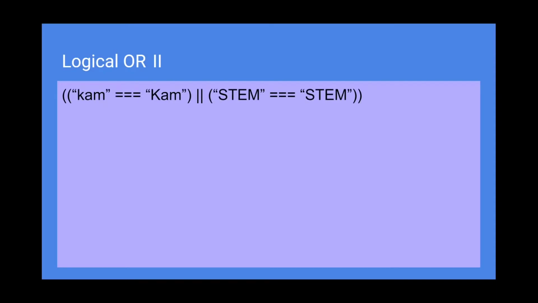Now let's take a look at this again. Cam equals Cam or stem equals stem. Well, we know the first part is false, but the second part is true. So false or true is still true, right? Because at least one condition must be true.